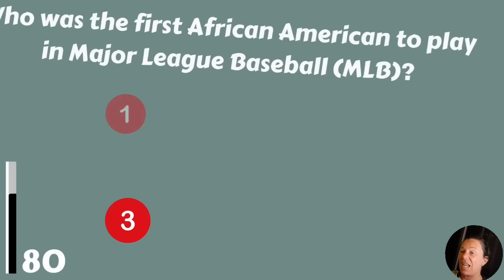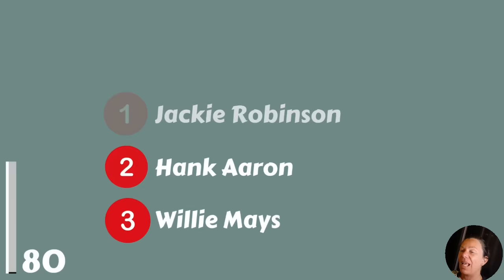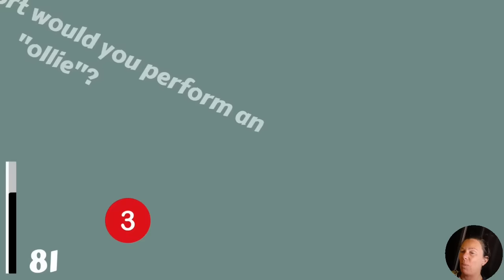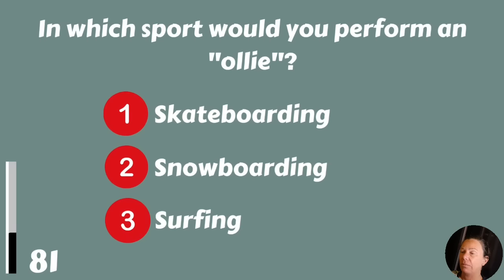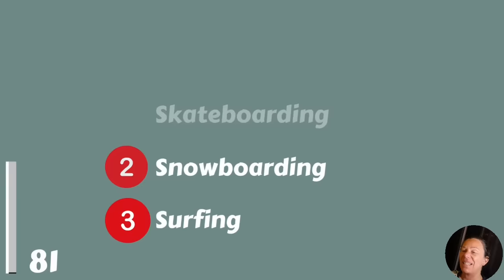Who was the first African-American to play in Major League Baseball, MLB? Jackie Robinson, Hank Aaron, or Willie Mays? Jackie Robinson. In which sport would you perform an ollie? Skateboarding, snowboarding, or surfing? Skateboarding.